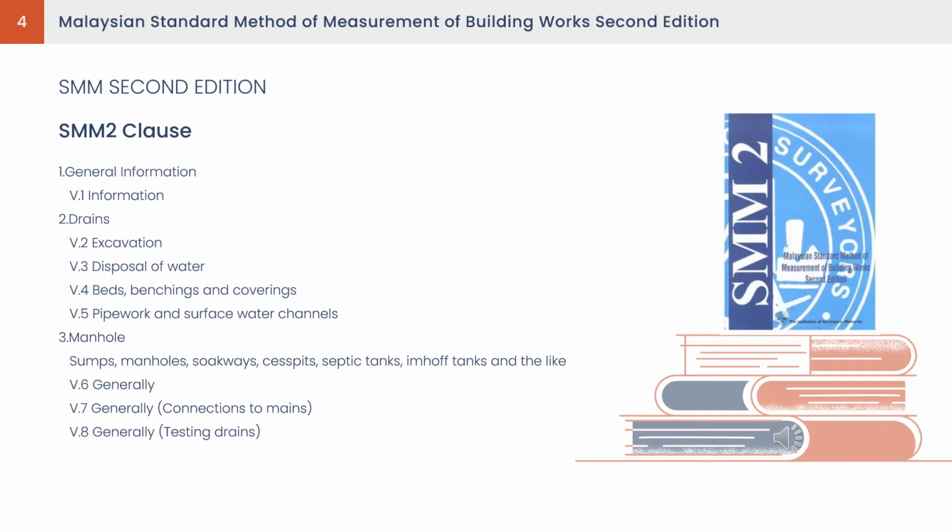We refer to the SMM second edition for the measurement and description in bills of quantities. Clause V1 is for general information. For drains, we refer to clause V2 for excavation, V3 for disposal of water, V4 for beds, benching and coverings, and lastly V5 for pipework and surface water channels. Meanwhile, for manhole, we refer to clause V6, V7 for connections to mains, and V8 for testing drains.